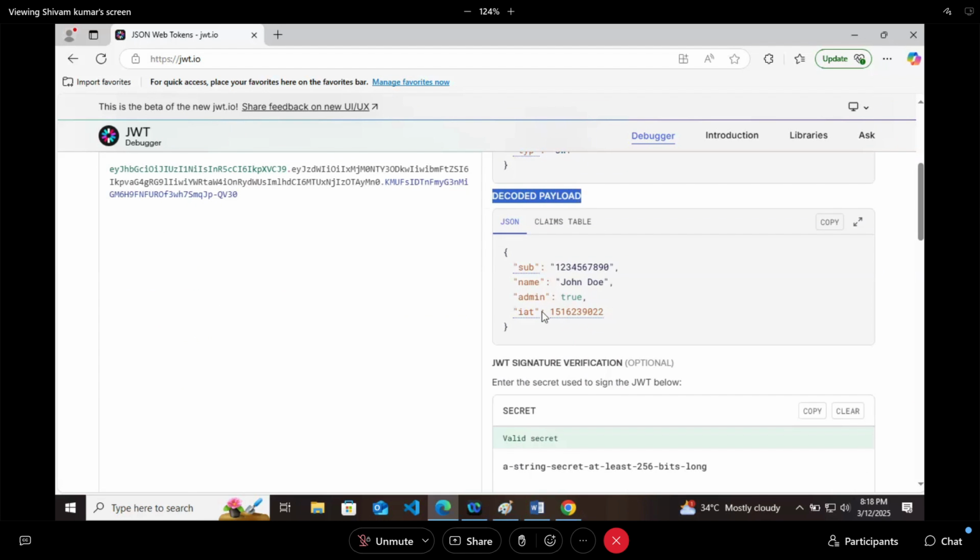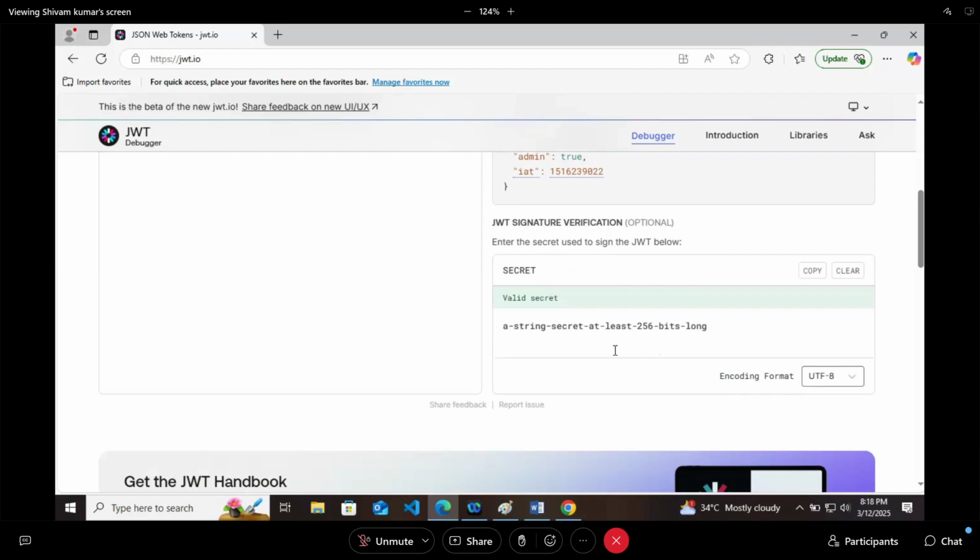At last, there is a signature. Read the signature: a string secret at least 256 bits long. Here in the signature you have to write a string with at least 256 bits. Why 256 bits? Because it's a long number. You know, there are a lot of methods. I'll tell you one method.